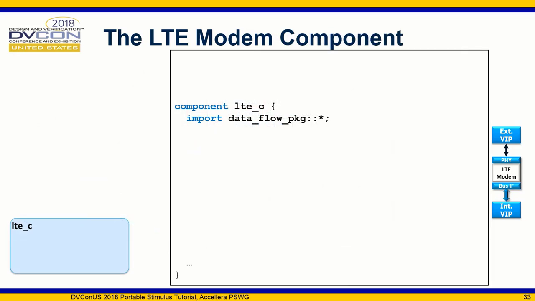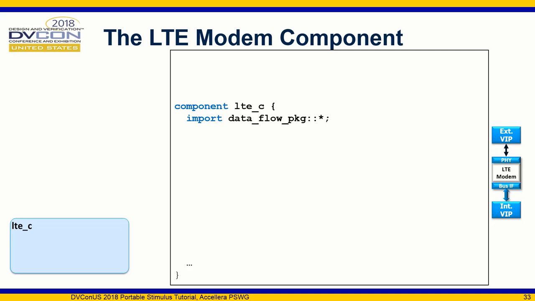Now what we have is our component, which is the LTE modem component. So this is a piece of our portable stimulus model that corresponds to the block that we're actually verifying. Right? It is not a model of the block. It is a model of the stuff that we intend to verify about the block. So in a lot of cases, there's going to be a one-to-one correlation between a component in the portable stimulus model and a piece of your design.